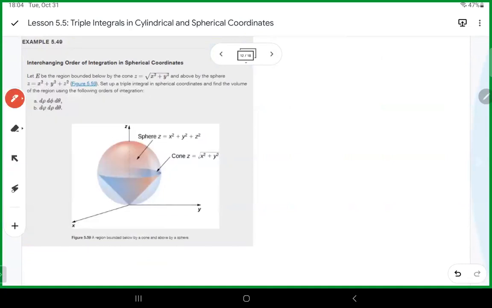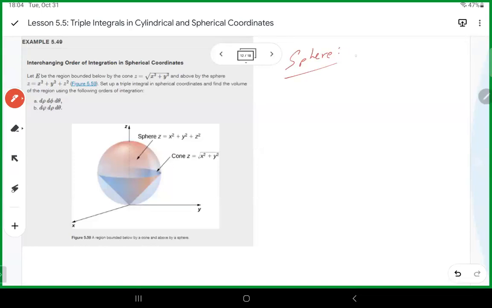All right. So again, it looks like I was smart and gave us 2 slides. Wish I would have done that for that one, so we weren't without a picture. So it says let E be the region bounded below by the cone and above by the sphere. Set up a triple integral in spherical coordinates and find the volume of the region using the following orders of integration.